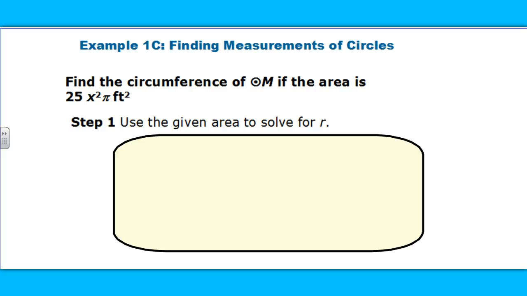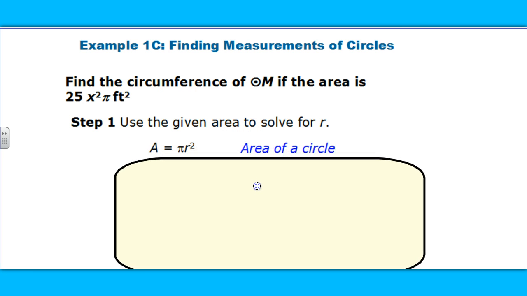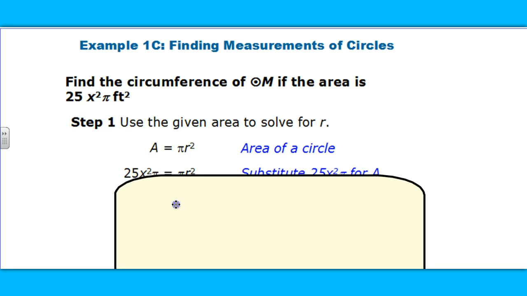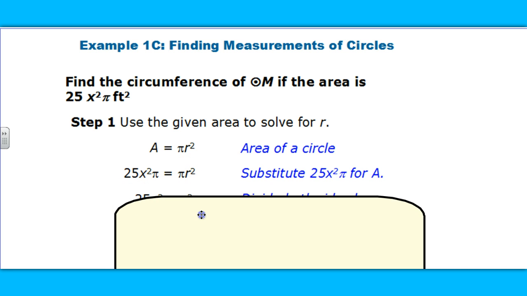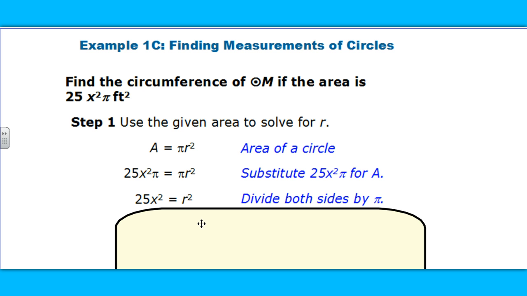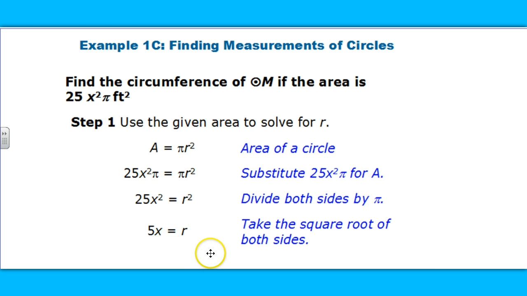So we begin with the area formula because that's what we're given. To find circumference, what do we need? Yeah, we need the radius or the diameter, right? So we start with what we know, and we can substitute the known value for area into the A. Can we now solve for r? What would you do first? That's right, we'll divide both sides by pi, giving us 25x squared equals r squared, and to find r, we simply take the square root, and we have r equals 5x.